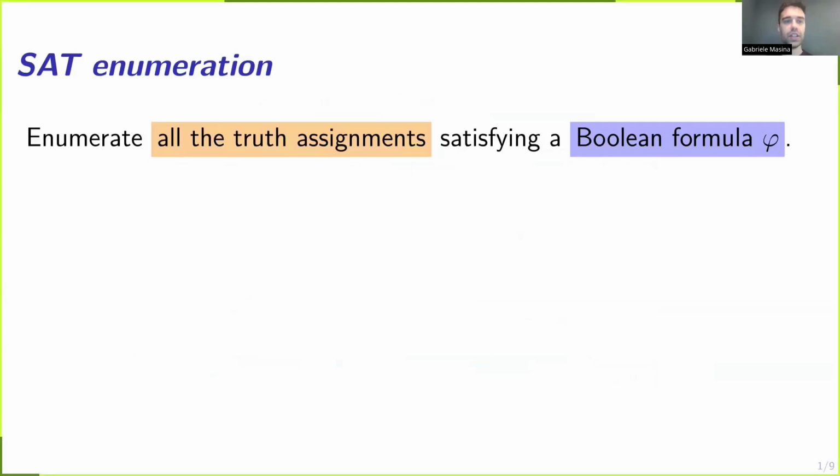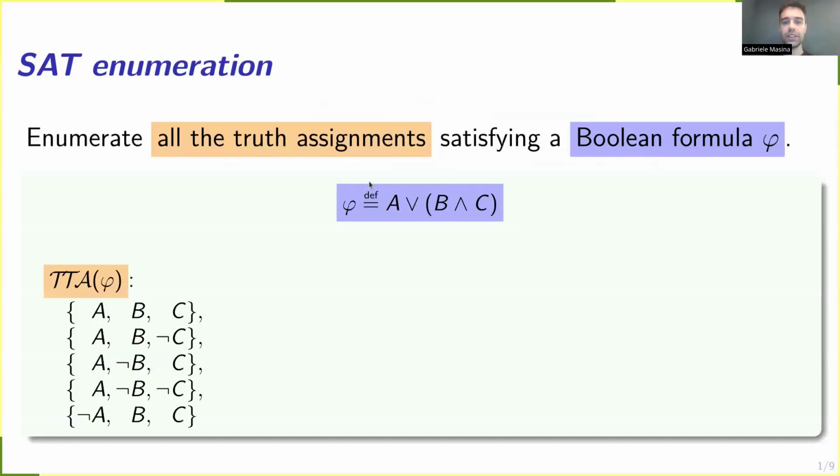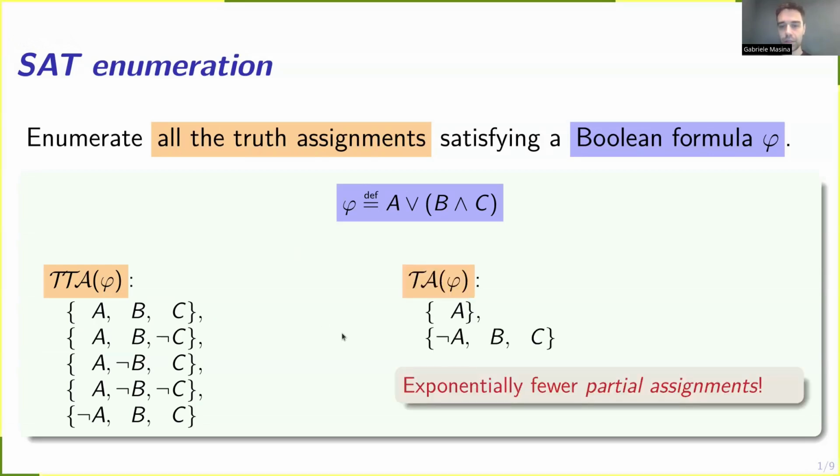SAT enumeration is the task of enumerating all the truth assignments satisfying a Boolean formula phi. Consider, for instance, this formula here, then TTA of phi is this set of total truth assignments satisfying it. Since they can be exponentially many, a key for an efficient enumeration is that of finding short partial truth assignments, where each represents exponentially many total truth assignments.